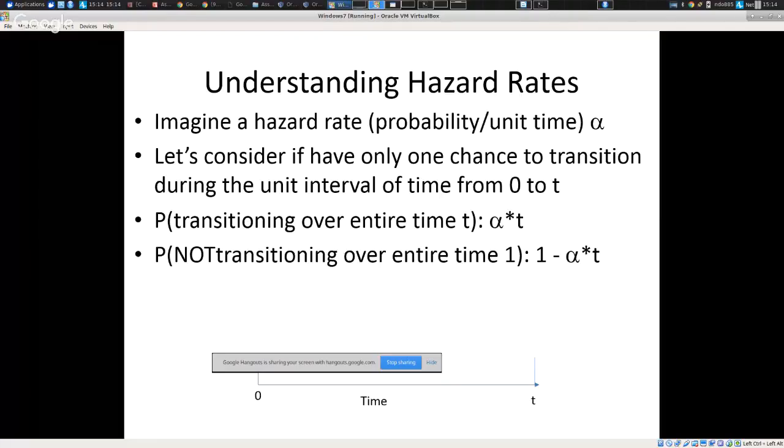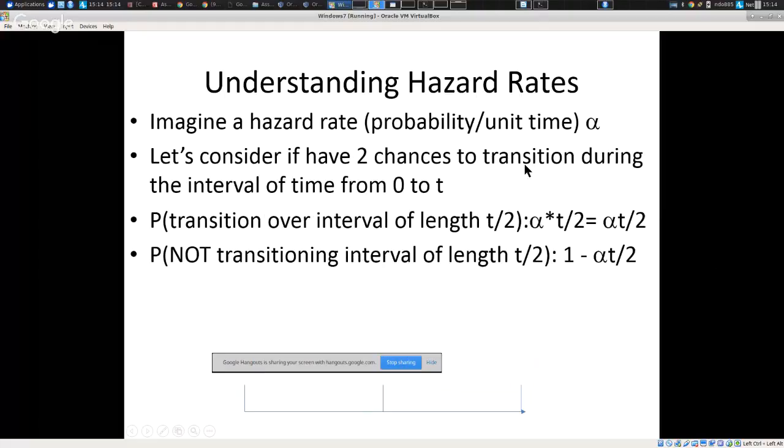Are we okay with that? Probably I'm still in that stock. I'm still in the stock. I haven't left after time t. Given that I have a hazard rate alpha of leaving here, the number of people per unit time leaving is alpha. Probability that I'll remain in there is 1 minus alpha times time t. Now here we're considering we only have one chance, one shot at leaving over that entire time.